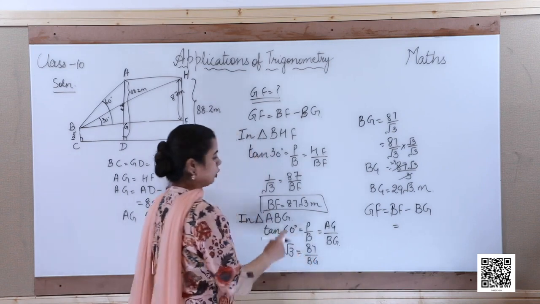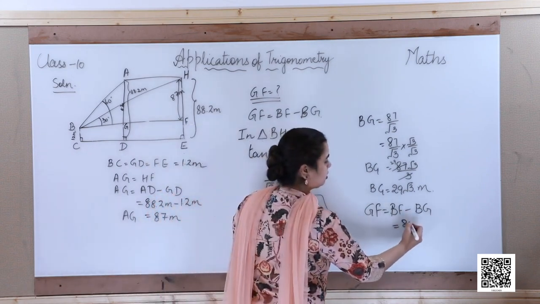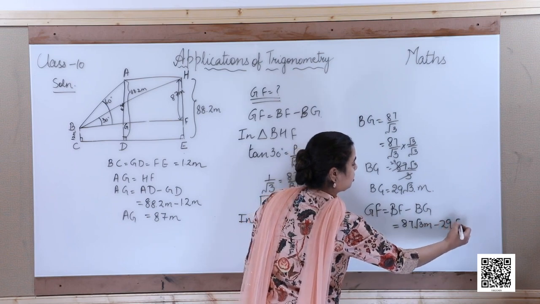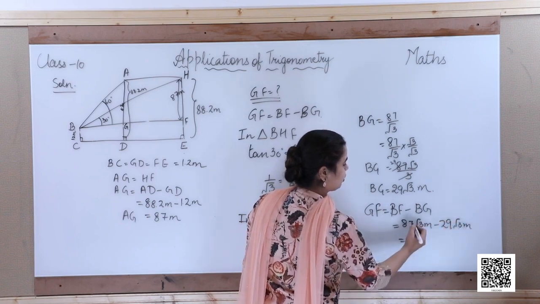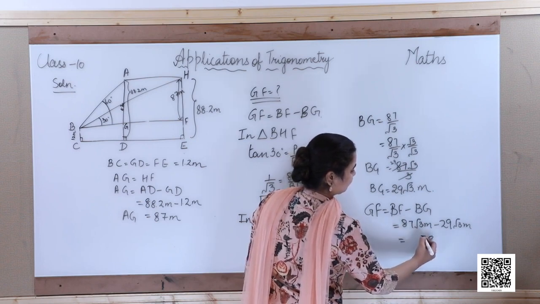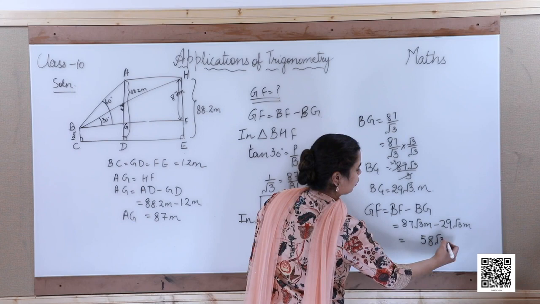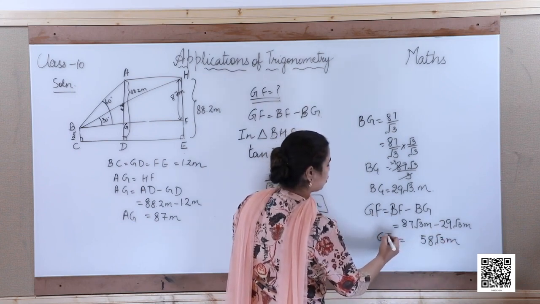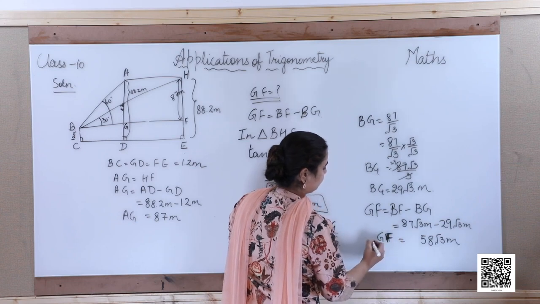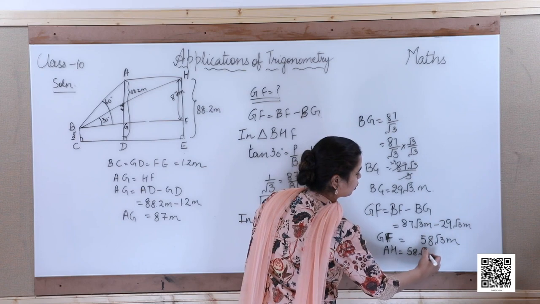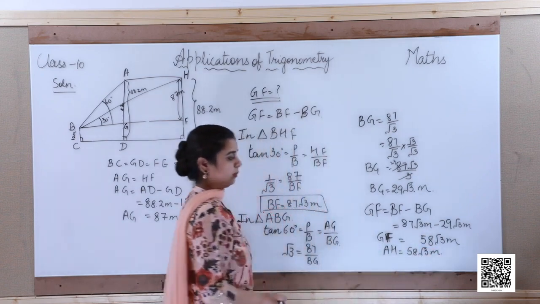BF we found out equal to 87 root 3 meters. BG is 29 root 3 meters. And on subtraction I get 58 root 3 meters. So this is the distance which is travelled by balloon from the first spot to the second spot.